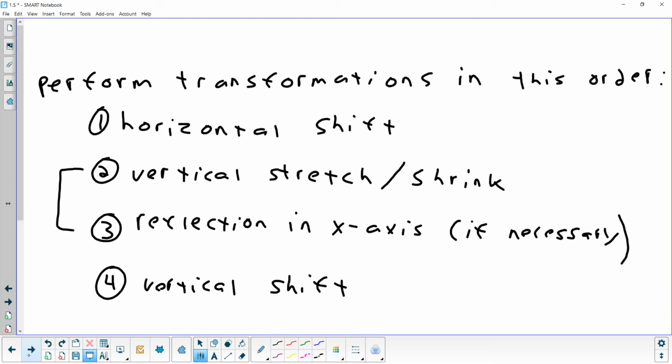So before we do that example, let's talk a little bit about the order that you should always perform transformations in. I'm not saying every problem will have every one of these, but this is the order to generally follow. So you always want to start with your horizontal shifts, followed by vertical stretching or shrinking. Then any vertical reflections. And lastly is the vertical shift.